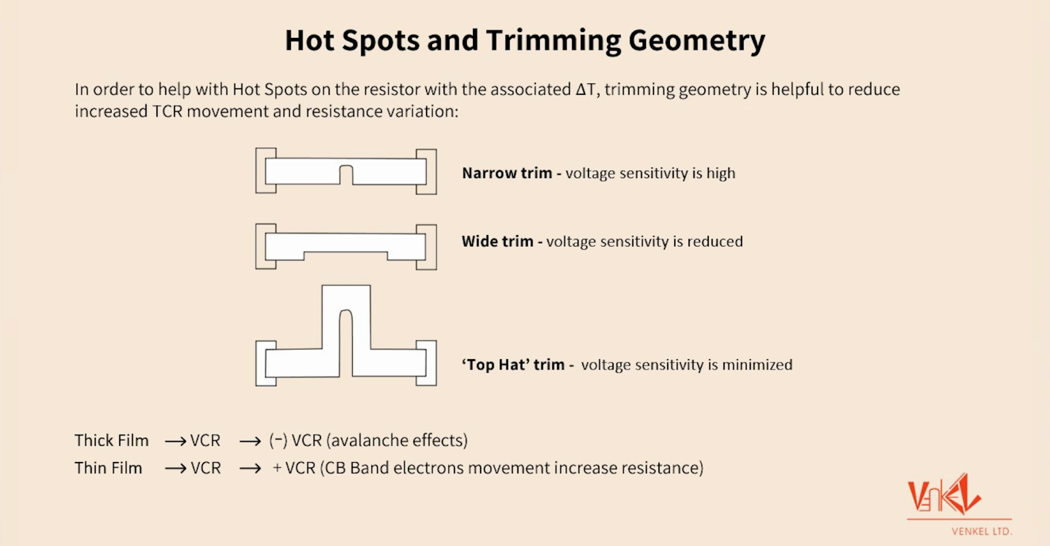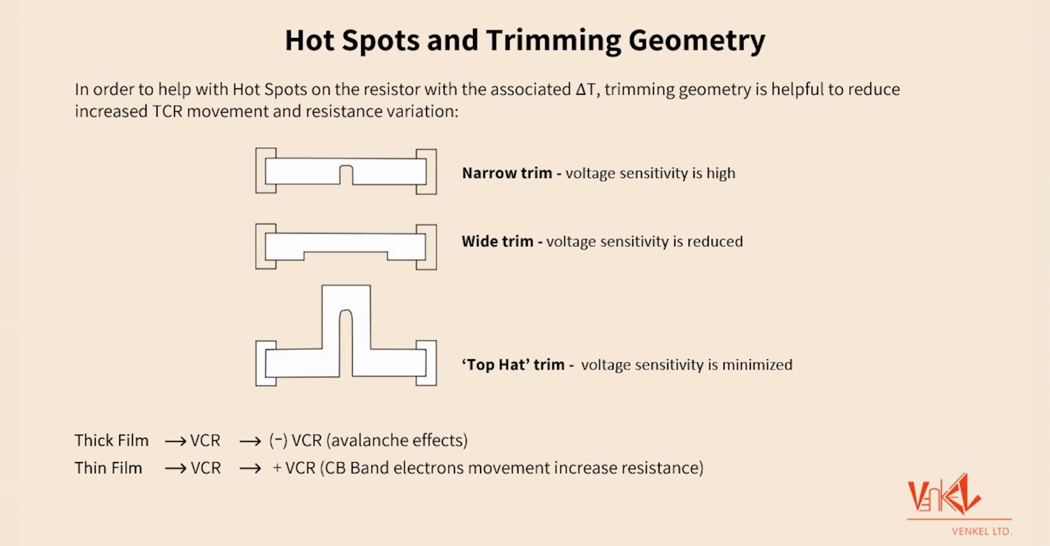Three common trimming geometries are illustrated here. A narrow trim results in a higher voltage sensitivity because the current density is concentrated in a smaller area, increasing the likelihood of hotspots. By contrast, a wide trim distributes the current more evenly, reducing sensitivity. The top hat trim further optimizes current distribution, minimizing voltage sensitivity and ensuring the most uniform resistance behavior.